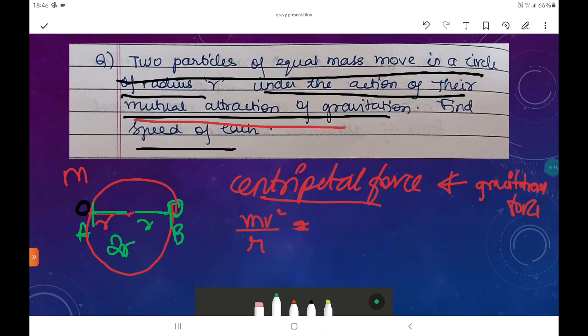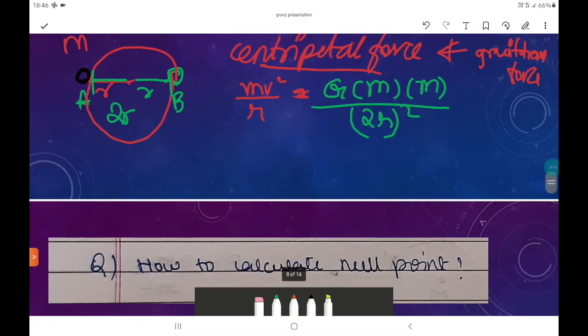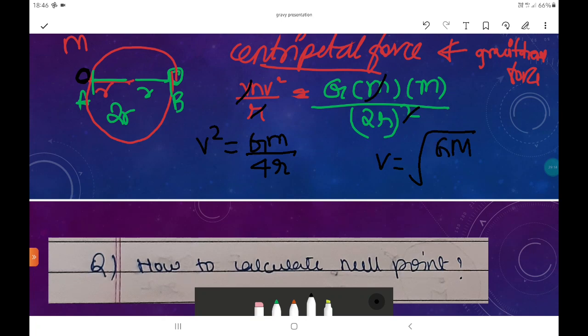So how do you write gravitational force? G into mass into mass upon 2r whole square. Okay, so when you solve that, m will get cancelled and one r with one r will get cancelled. So v square is equal to GM upon 4r. So velocity you will get as under root of GM upon 4r. So velocity of each particle will be this.